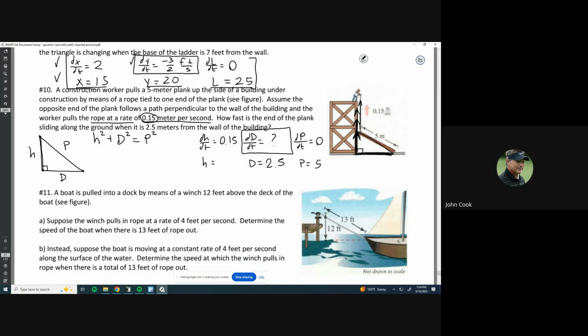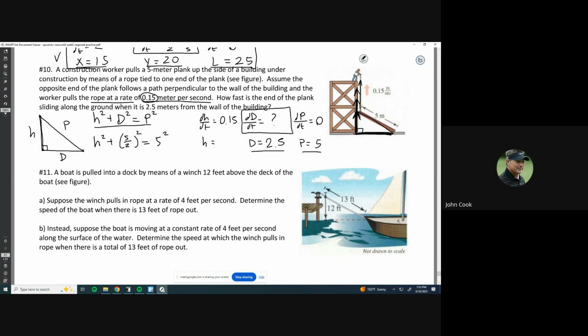All right, so since H, D, and P are related in this way, and I've got 2 of the values, 2.5 and 5, I can just use Pythagorean theorem to solve for the H value. So if I do that, H squared plus D squared, so 2.5, let's convert that to a fraction. 5 over 2 squared is equal to P squared, which is 5 squared. So squaring all that stuff out, I get 25 over 4, and then 5 squared is 25. And if I subtract that away, so let's see what that would be. H squared equals 25 minus 25 over 4. So let's find the common denominator. If I multiply the top and the bottom by 4 on here, 4 times 25 is 100.